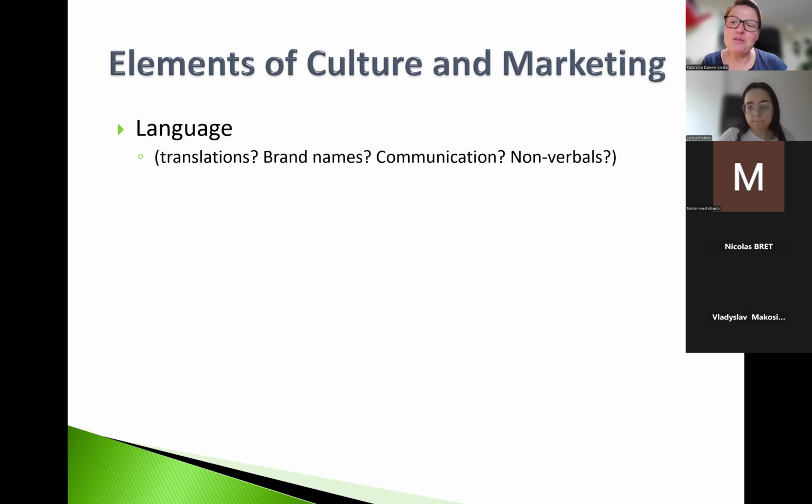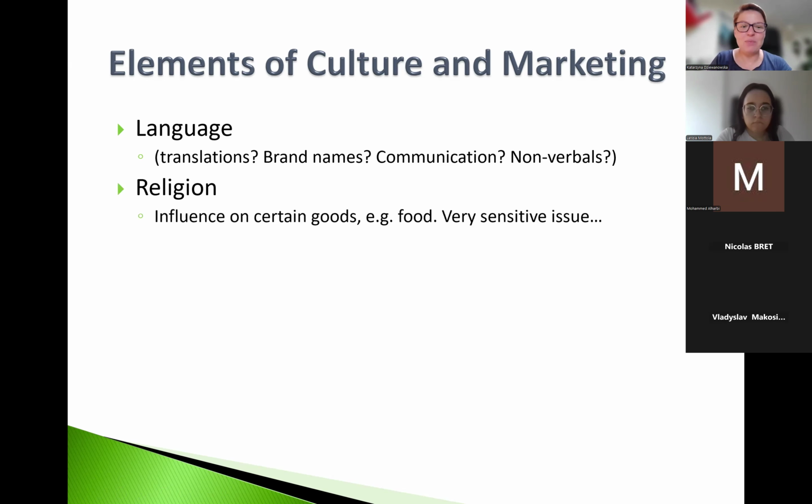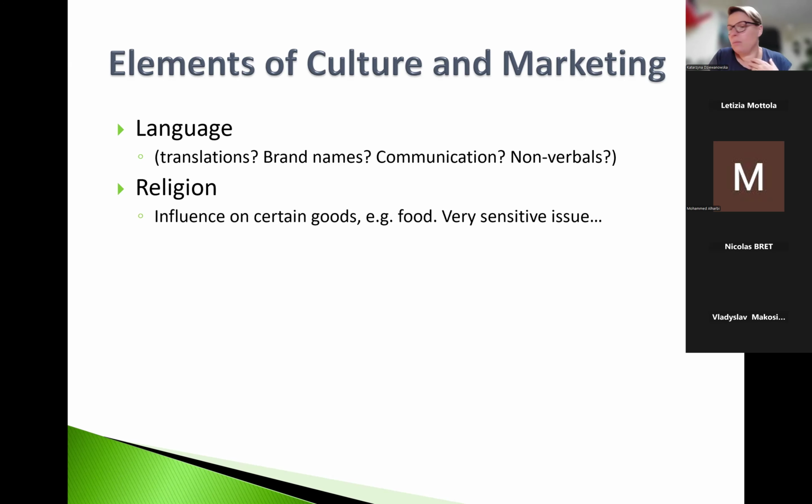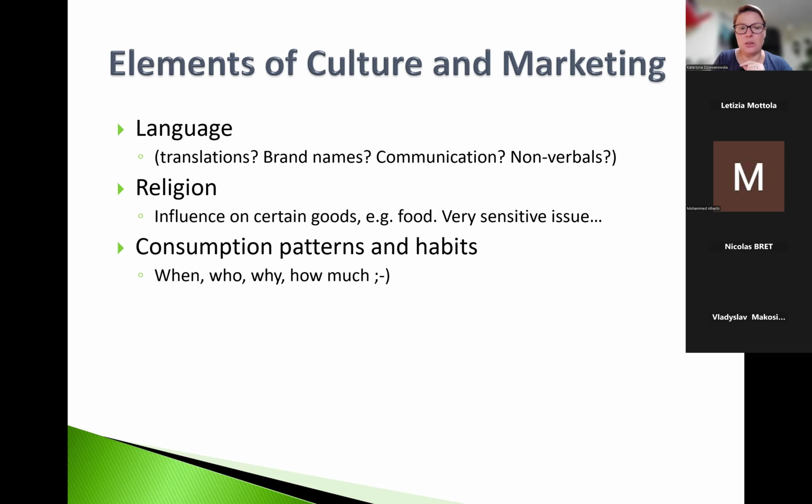Language is also non-verbals. How much do you use gestures? How close do you stand to your customers? So these are all elements of culture. Then we have religion. We talked already a little bit about religion. It has influence on certain goods, on social roles. Food, for example, some foods are eaten or not eaten in certain religions. It is a very, very sensitive issue.